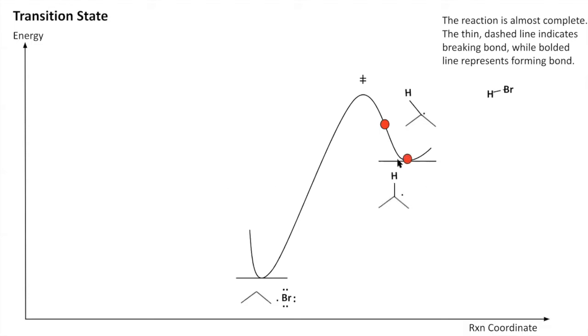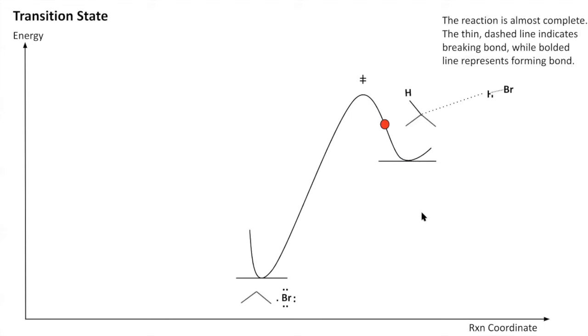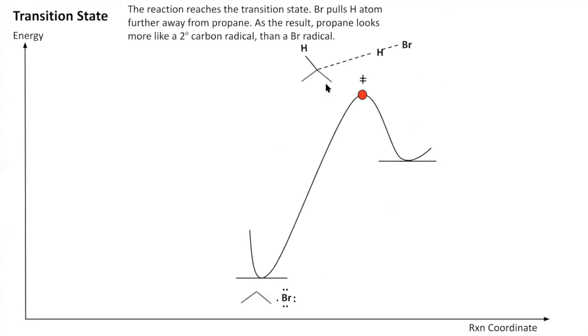And then for the final, when you get to the product, you have HBr and the radical, and they can be infinity apart from each other at this point. They're not associated. Okay, so the key thing here is that because this step is endothermic, the transition state is going to look more like a carbon radical and less like a bromine radical, because we started with a bromine radical and we end with a carbon radical.